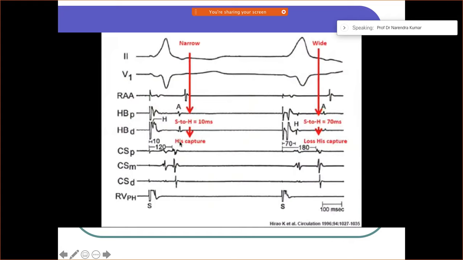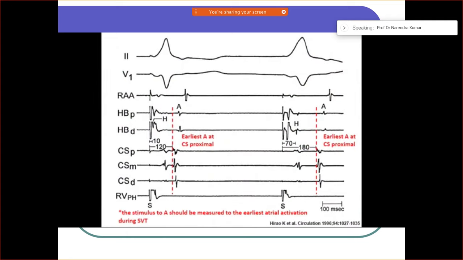Similarly, in this, what is happening over here, you're able to capture the his. So you can see the his very well, right? The his is captured. In this, what is happening is there's loss of his capture, because you can see the his over here. So in the first one, you're able to capture the his. The second one, you're not able to capture the his. Stim to his, that's why in the first one is 10 milliseconds. In the second, which is the wider beat, is 70 milliseconds. So in the first one, you're able to capture the his. Second one, his capture is lost.